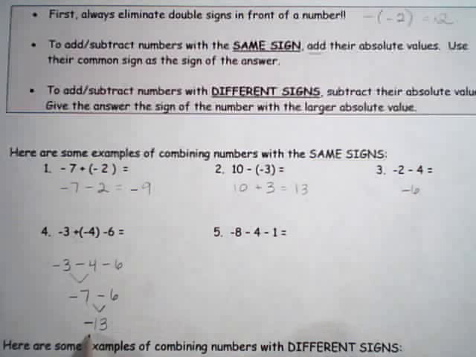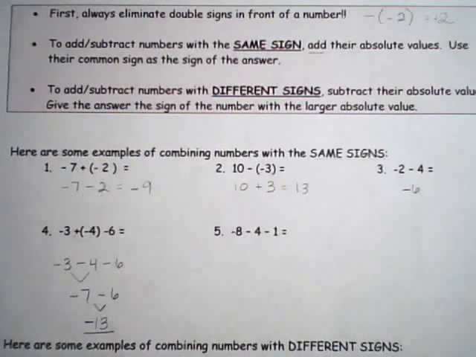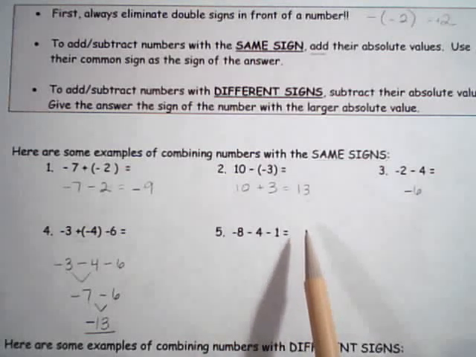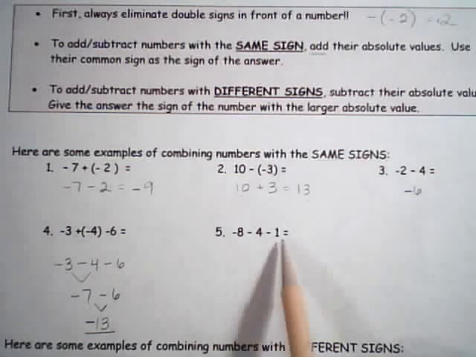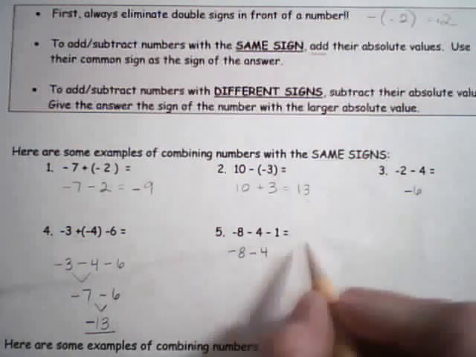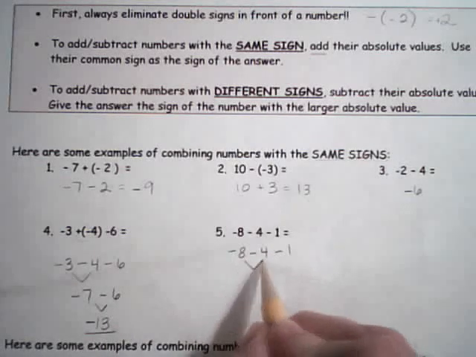So my final answer here would be negative 13. Number 5, we don't have any double signs in front of a number. We just have negative 8, negative 4, negative 1. Okay, so again, we could do it just like number 4. We can go left to right.